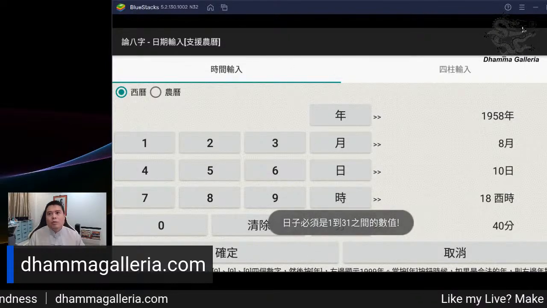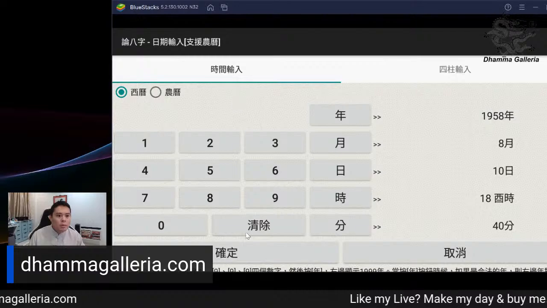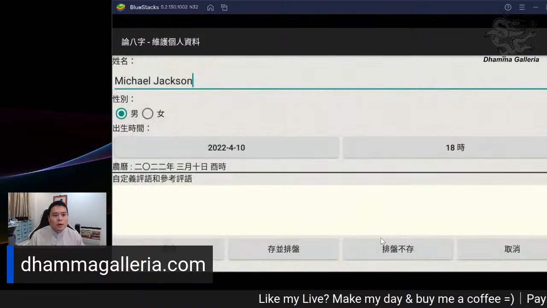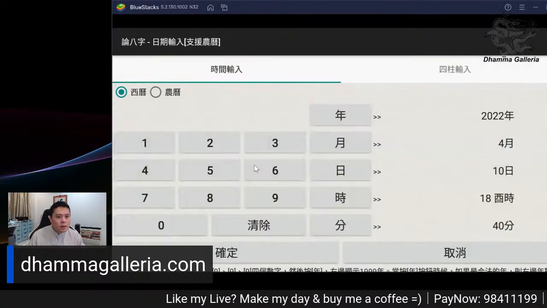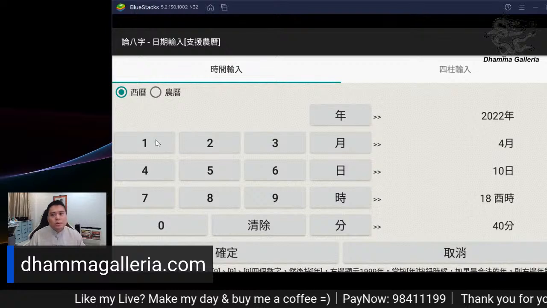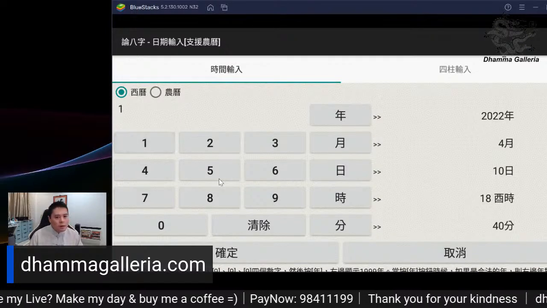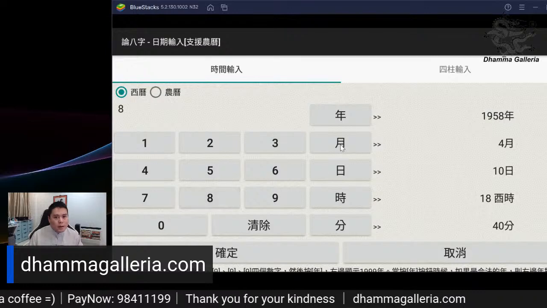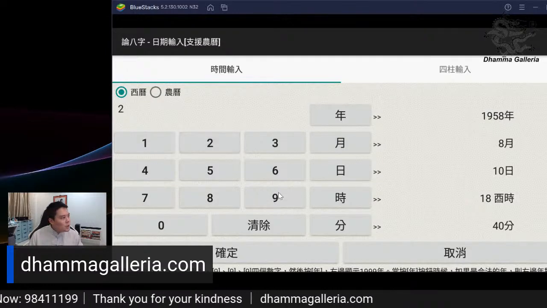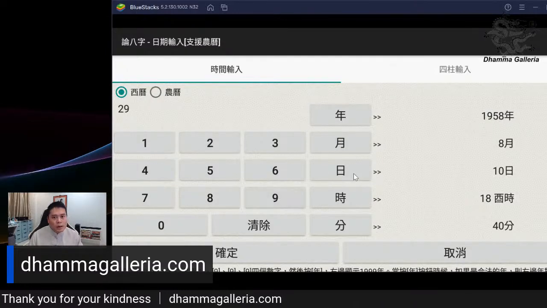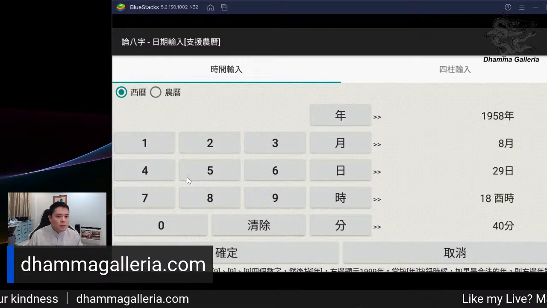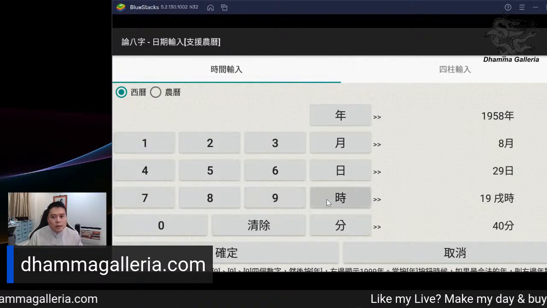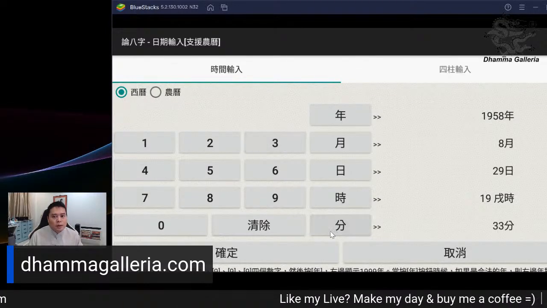Okay, something is wrong with my software. Give me a moment as I try to plug it in again. Technical issues. 1958, in the month of August, 29. Okay, Michael Jackson, 19 hours 32 minutes.